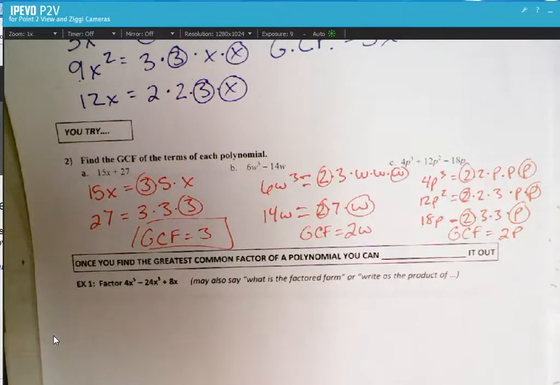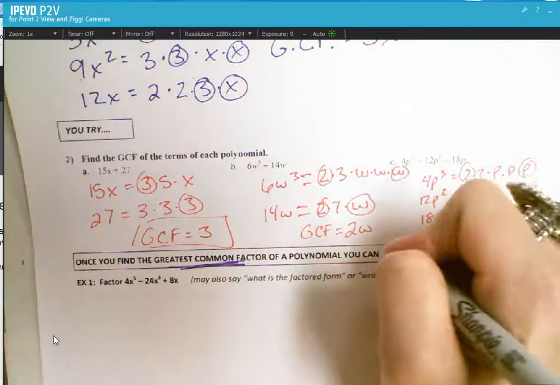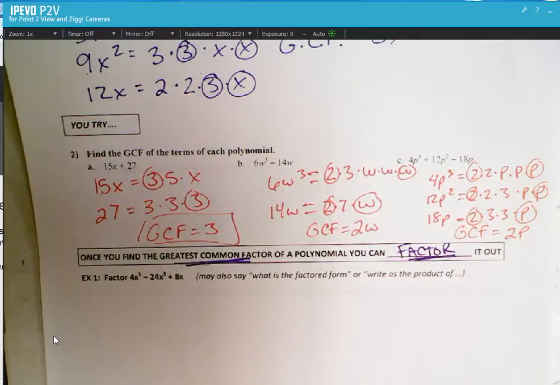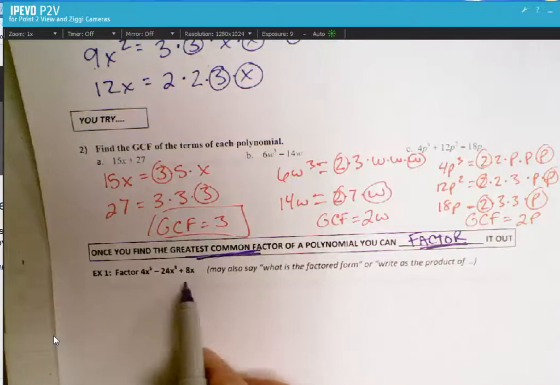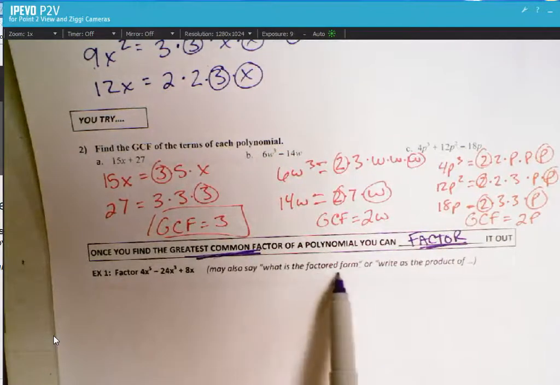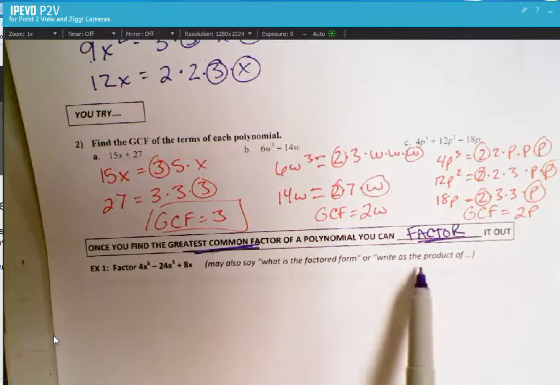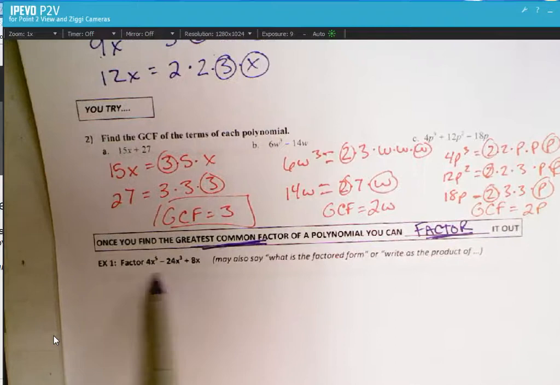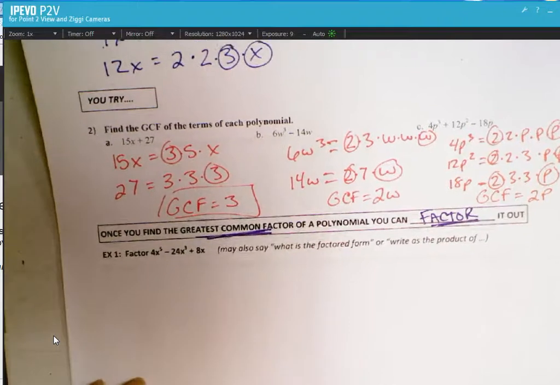Okay, so once you do find the GCF, or the greatest common factor of a polynomial, you can factor it out. They call it factoring it out. You can pull it out of the polynomial itself. So we're going to factor this polynomial. You also will see what is the factored form, right, as the product of, or all kinds of language that deals with, hey, factor it out. What term did I distribute in to get this number? I want to pull that term back out. So first step is to find your greatest common factor, because that's what we want to pull out.